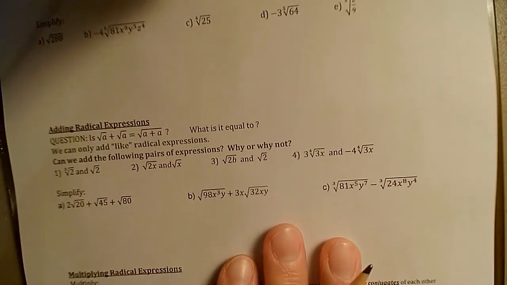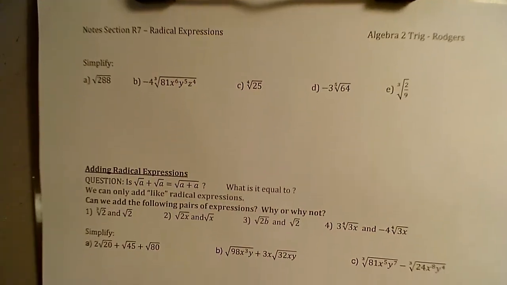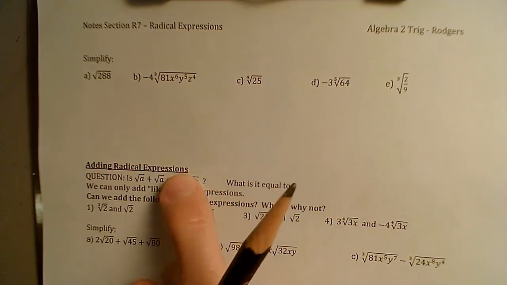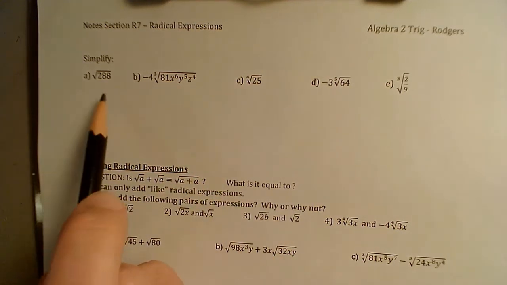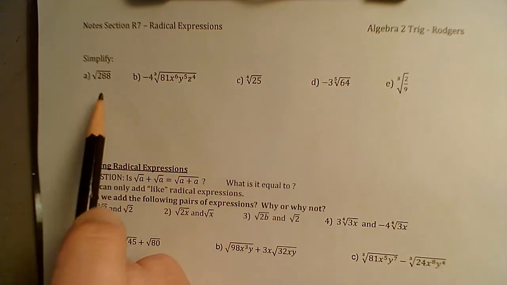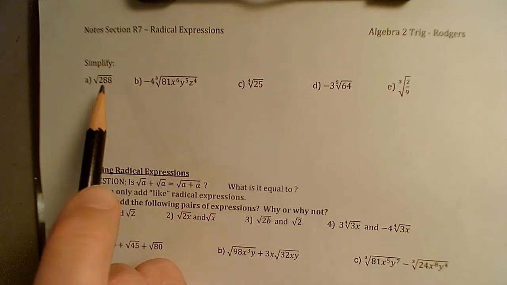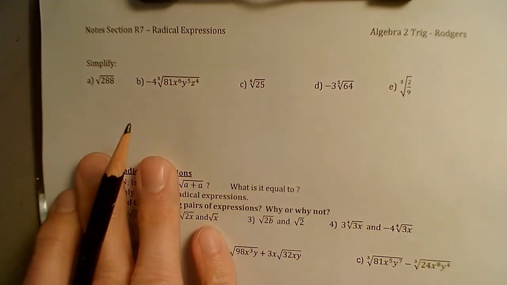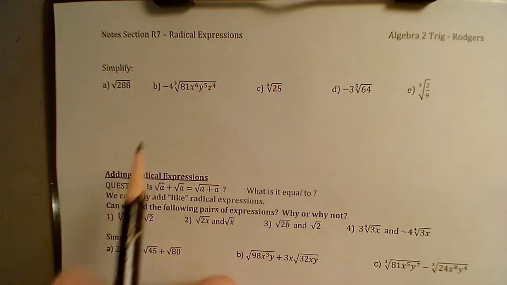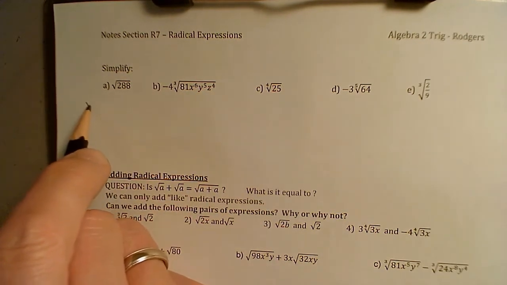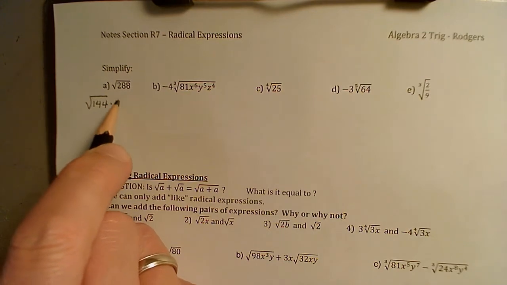So our next page is going to just be practicing some simplifying. Now, up to this point, most of the problems we did, the stuff underneath completely comes out, but 288 is not a perfect square, and so it would help if you know a lot of your perfect squares. So we can think of this as the square root of 144 times the square root of 2.